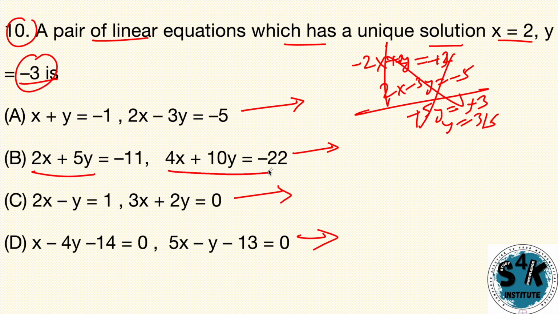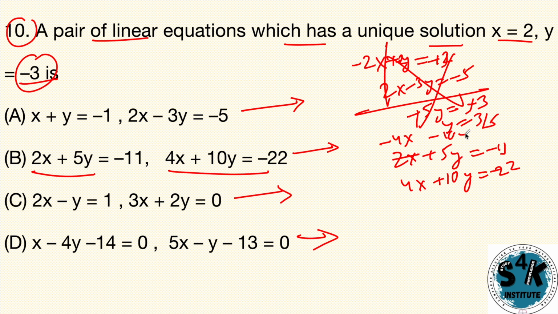Let's solve the next one. 2x plus 5y is equal to minus 11 and 4x plus 10y is equal to minus 22. So if I multiply the upper one with minus 2, it will become minus 4x minus 10y plus 22, because I am multiplying with minus 2. So if I add, it becomes 0 is equal to 0. So it is a coincident line, so it is not going to give a single solution.